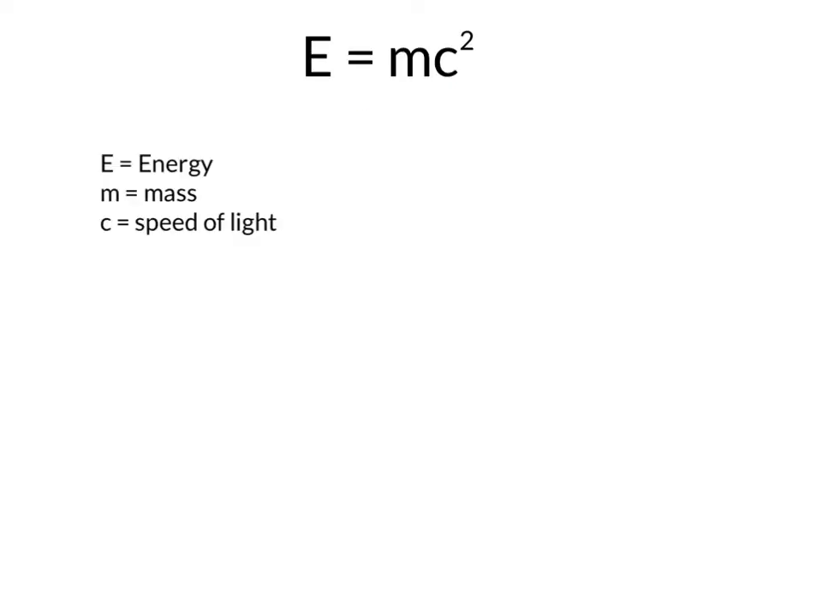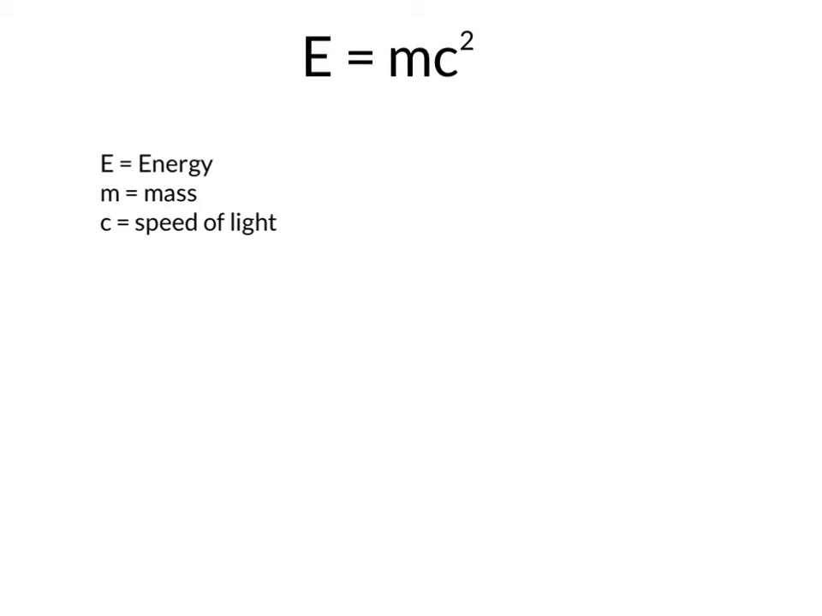So in this video, we're going to look at a very famous equation. E is equal to mc squared. In this equation, E stands for energy, m stands for mass, and c stands for the speed of light. This equation is sometimes called the mass energy equivalency formula. So what we can use it to do is convert between energy and mass.